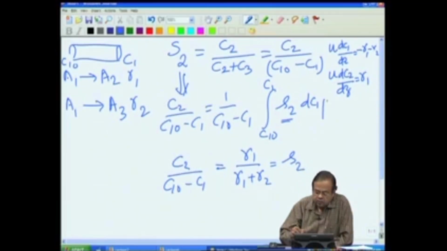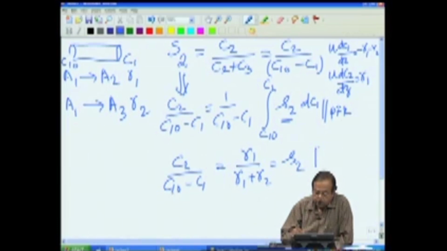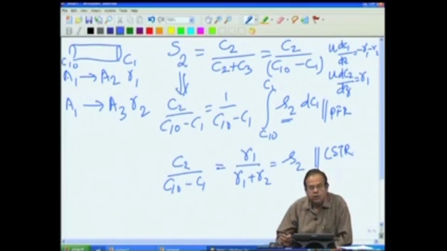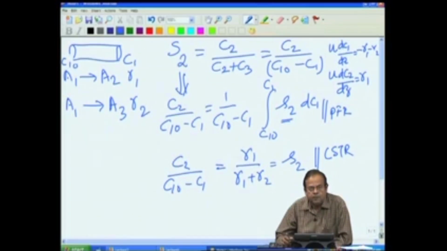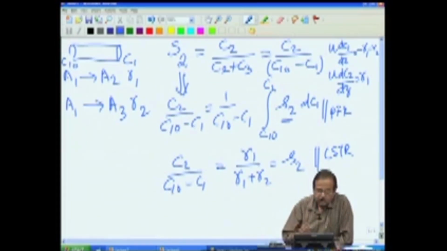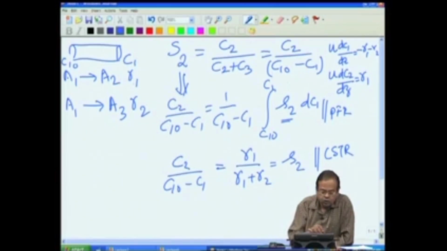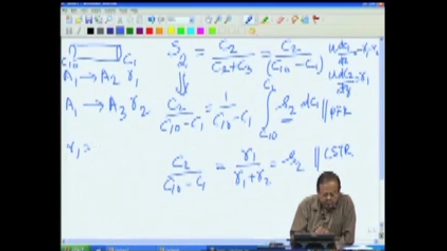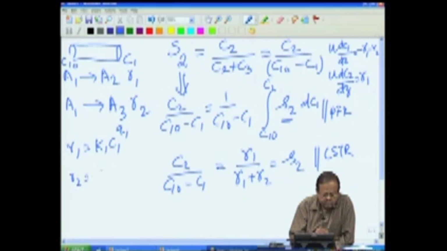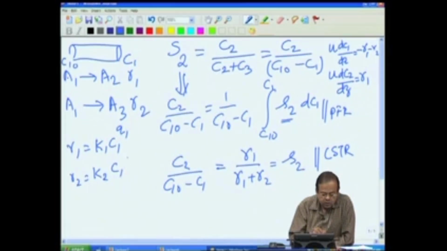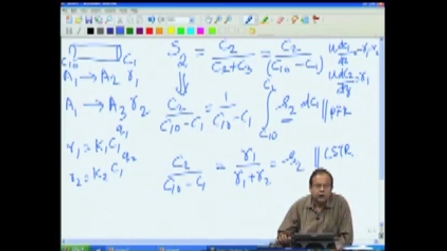So, we have this equation for plug flow reactor, we have this equation for CSTR, and the question we would naturally like to now ask is which of these two reactors gives you better selectivity. To answer that question, we need to know what these R1s and R2s are. Let us say my R1 is K1 C1 raised to Q1, power law kinetics with order Q1, and for the second reaction it is K2 C1 raised to Q2, again power law kinetics.